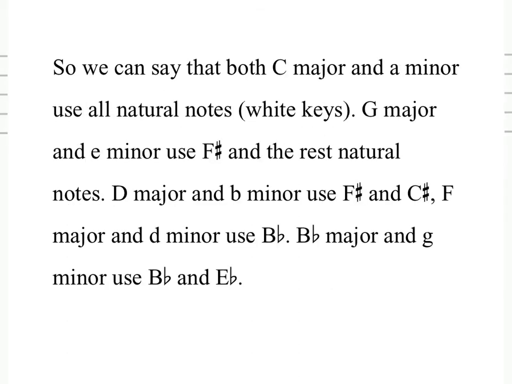So we can say that both C major and A minor use all natural notes, in other words, the white keys. G major and E minor use F sharp, and the rest of them are natural notes. D major and B minor use F sharp and C sharp. And F major and D minor use B flat. B flat major and G minor use B flat and E flat.